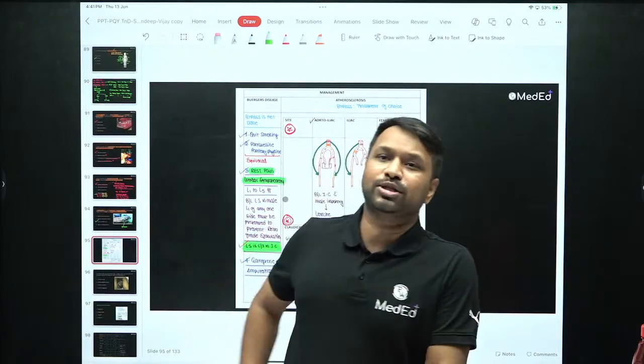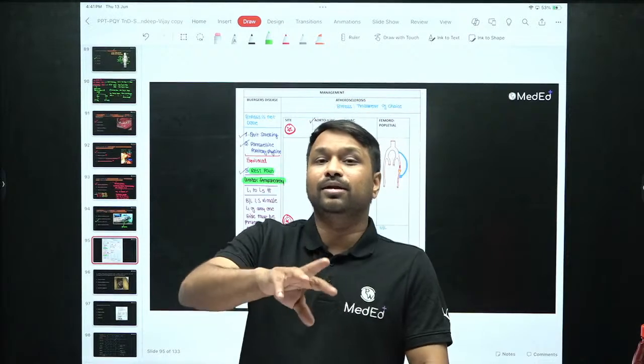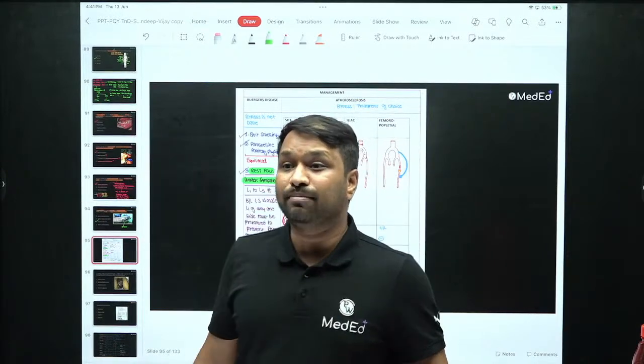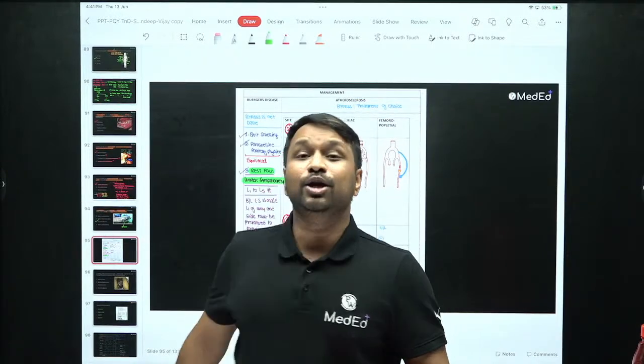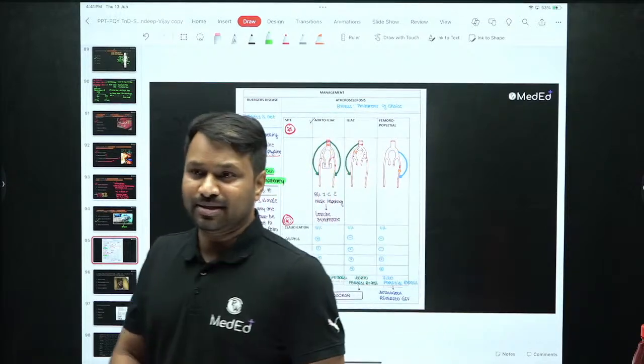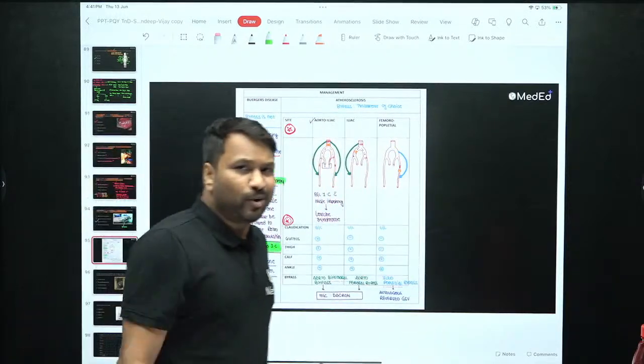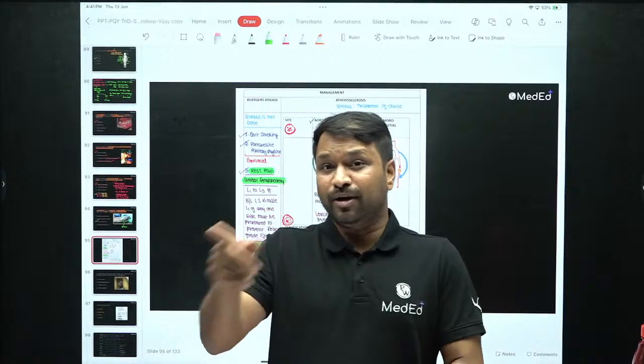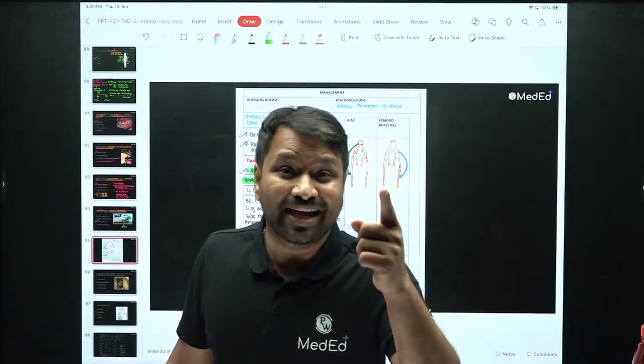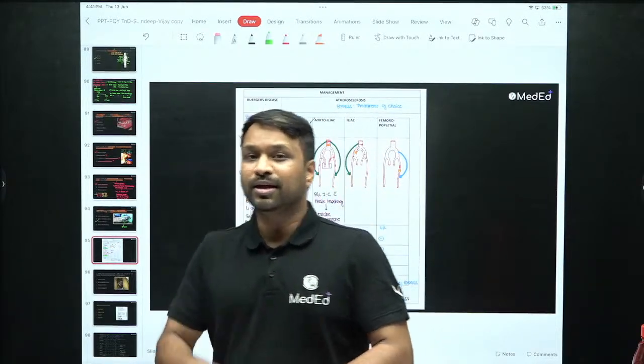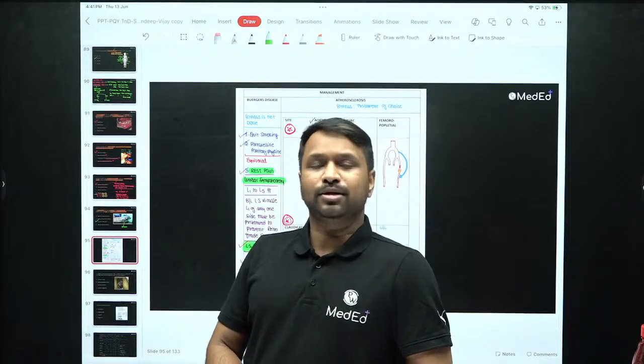What is an important precaution? Whenever you are doing a bilateral lumbar sympathectomy, L1 of any one side must be preserved, especially in males, to prevent retrograde ejaculation. Another important point: lumbar sympathectomy is the treatment of choice for rest pain, but it is contraindicated in intermittent claudication.